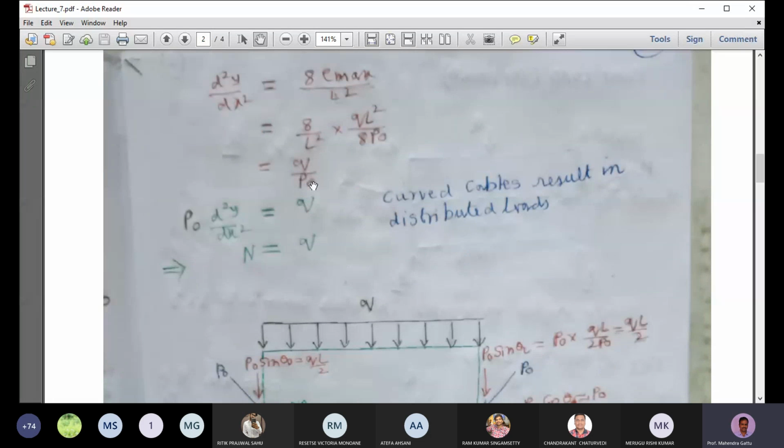So what we can do is send that P naught to the left hand side. So we get P naught d square y by dx square is Q. And we already have the equation n is equal to P naught d square y by dx square. So n is equal to Q. So what we are getting here is something like this.